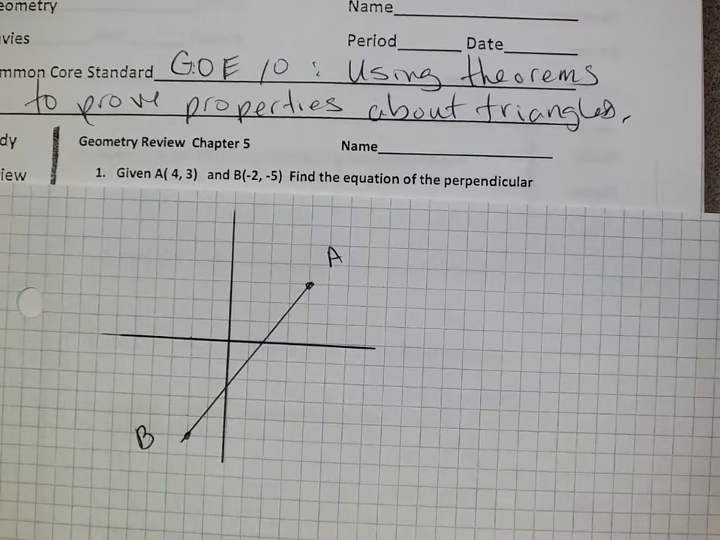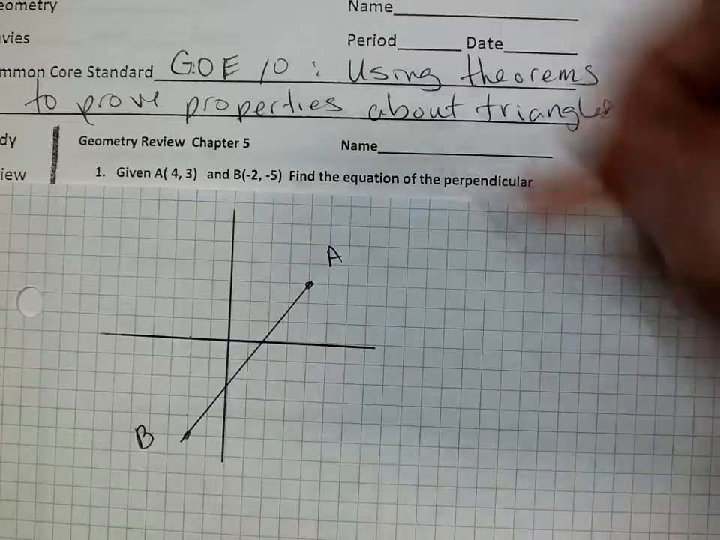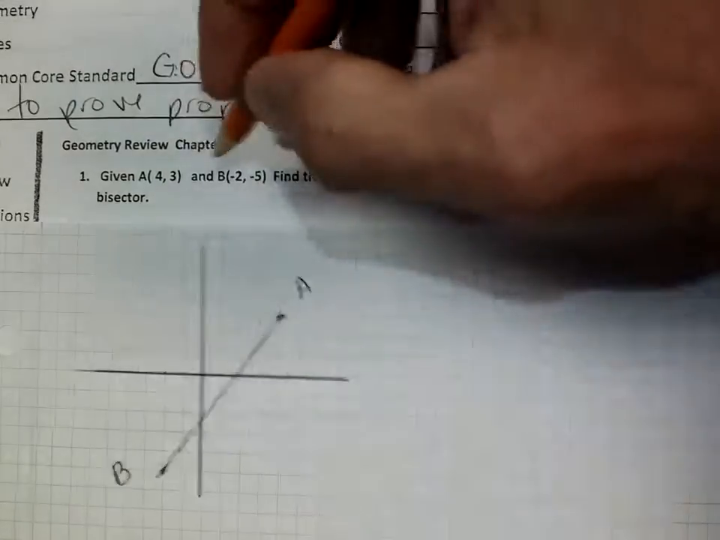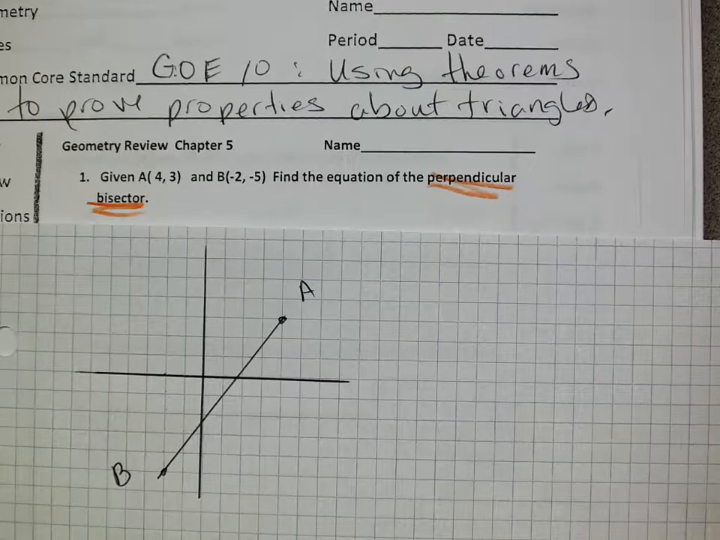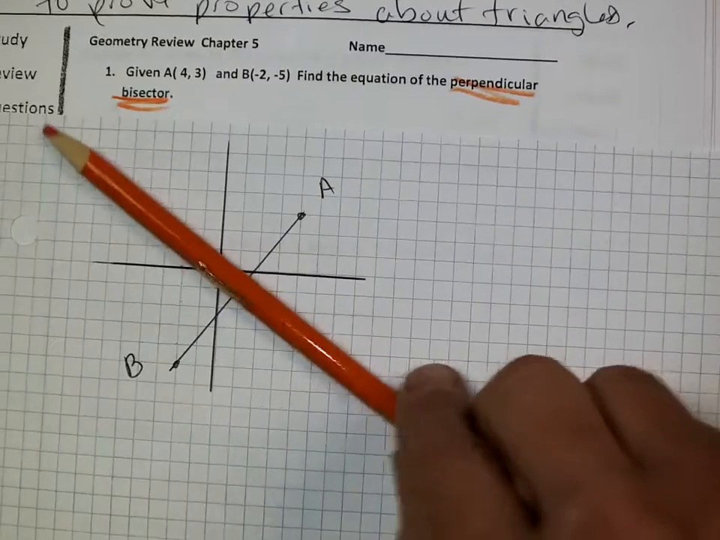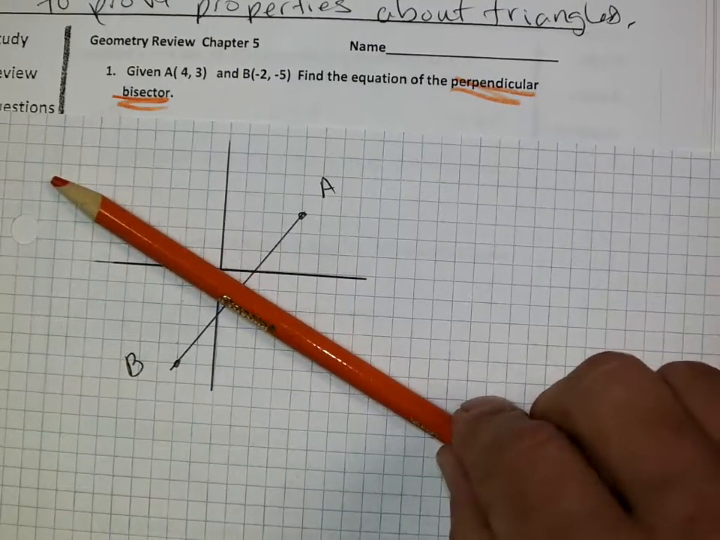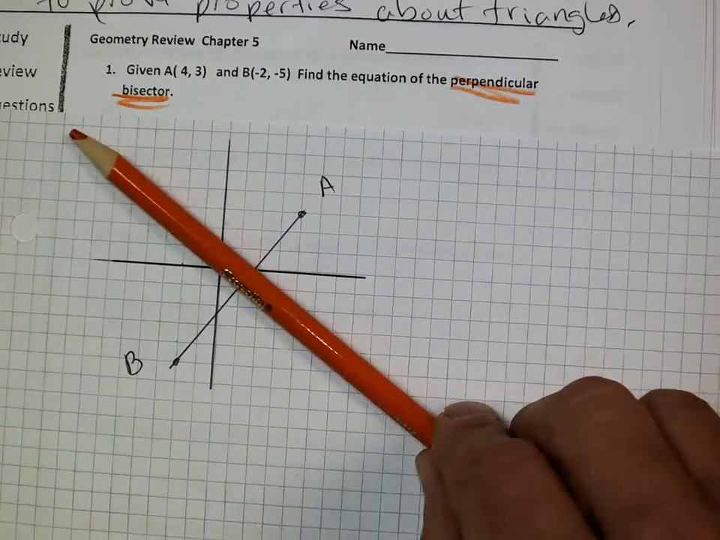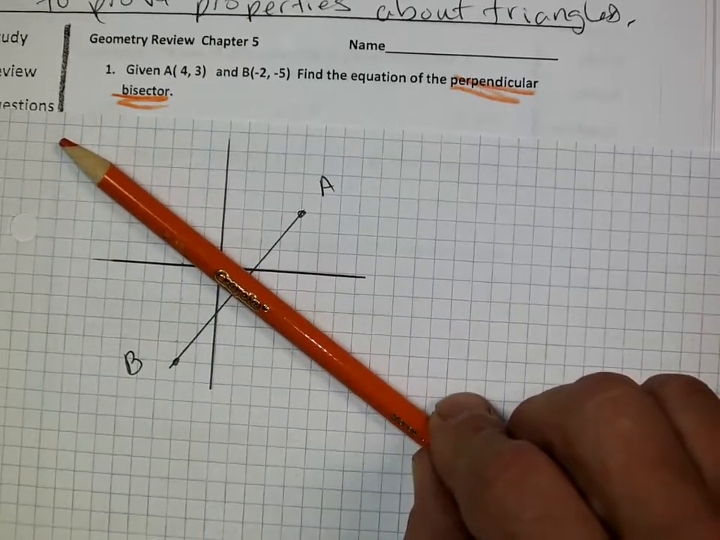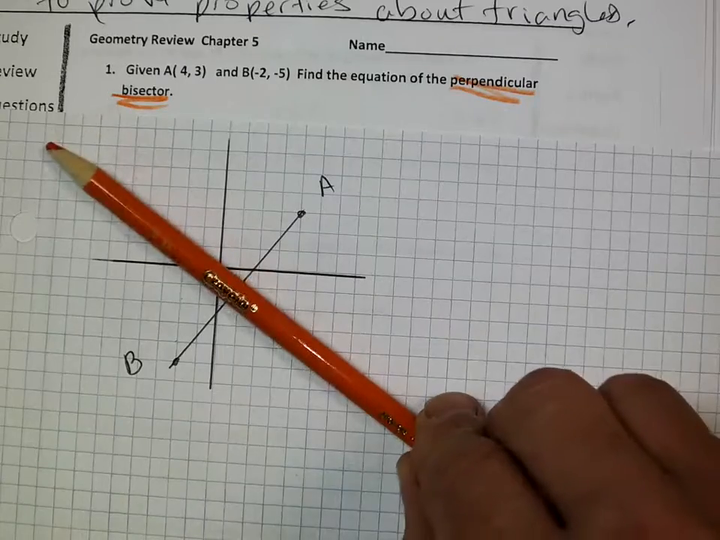So, let's think about it. Perpendicular means 90, right? And bisector means in the middle, okay? So we've got to be at 90 degrees and in the middle. So the line I'm looking for is probably something like this. See my orange pencil? It's going to look like this, right? So it's got to be 90 and it's got to be in the middle. So probably my orange pencil is right about where it's supposed to be, okay? So we need to come up with that equation.